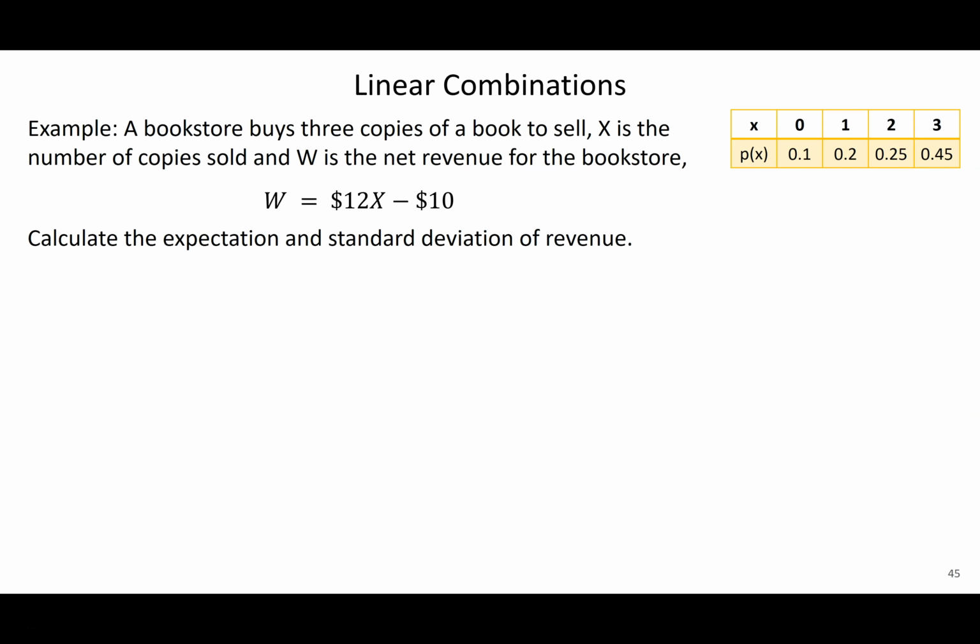Okay, so a bookstore, they go ahead, they buy 3 copies of a book to sell. X is the number of copies that is sold, and W is the net revenue. So it's the idea like they buy it for a price, they sell it for a price, how much money do they make? So it's totally dependent on how many books they sell. So they bought 3 copies of the book. They could sell 0 copies of it. They could sell 1. They could sell 2. They could sell 3. Can't sell more than 3 copies if you only have 3 copies. That's the idea. So we want the expectation and standard deviation of the revenue.